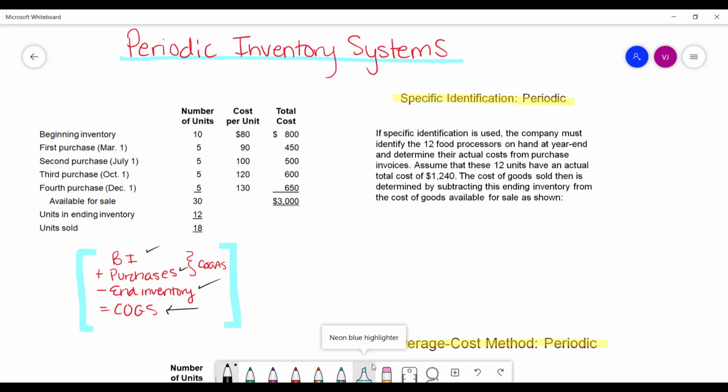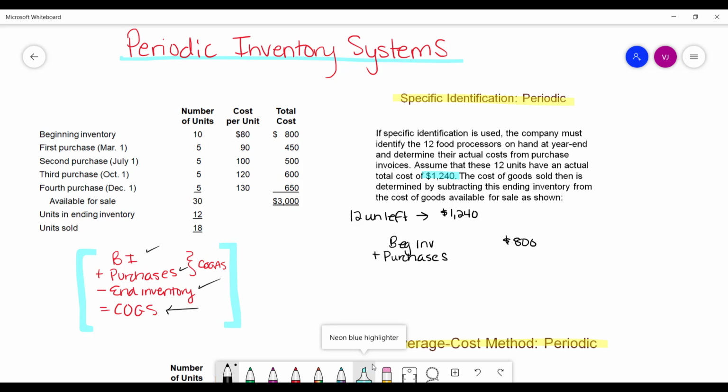So now under specific identification, they tell us that these 12 units that we have left, according to those purchase invoices, we know the exact cost of those units that we have left, the 12 left, is $1,240. That we know. So we're going to use this calculation here to determine, okay, given that, what is the cost of goods sold then under this method? Well, we start with our beginning inventory, which has a cost of $800, plus our purchases.